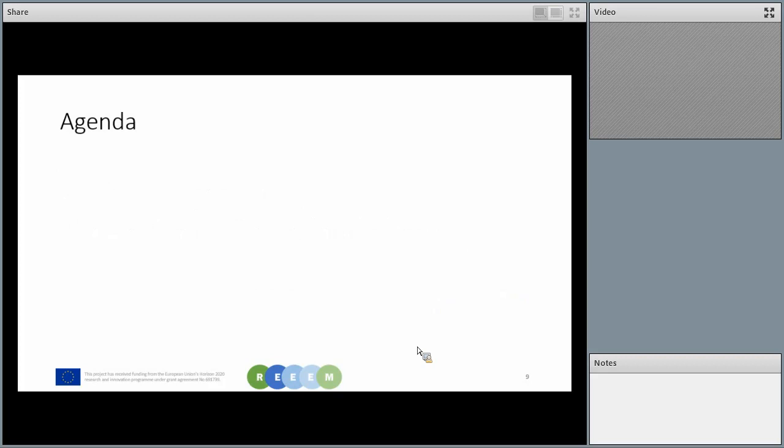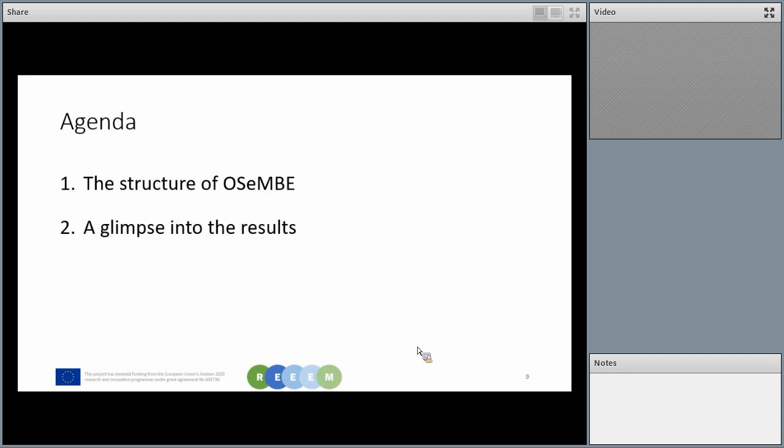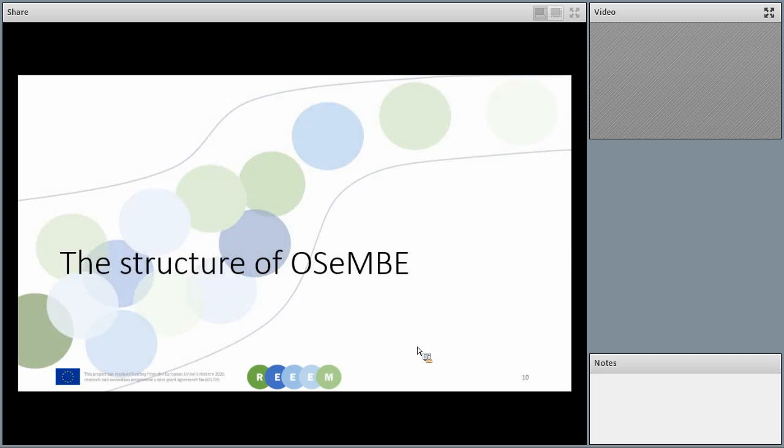Talking about OSeMBE, I will follow these steps. I will first present the structure of OSeMBE before then giving an insight into the results and to indicate where the results already have decent shape and where there are maybe still some shortcomings of the model. Let's start with the structure of OSeMBE.